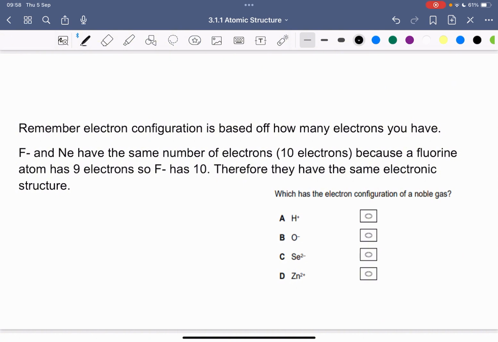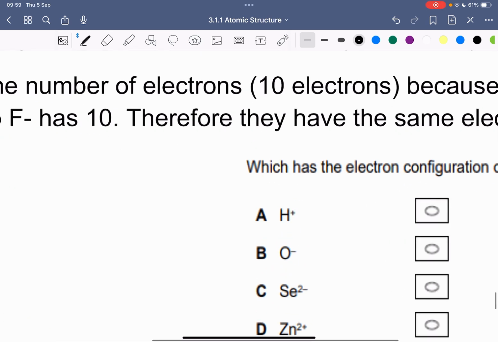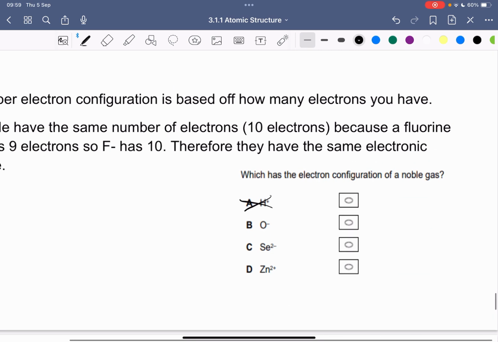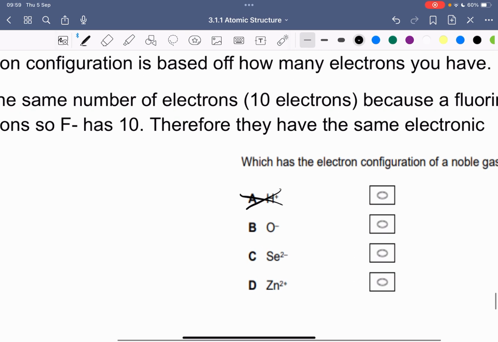Remember, electron configuration is based off how many electrons you have. F- and Ne have the same number of electrons, because a fluorine atom has 9, so F- has 10. Therefore, they have the same electronic structure, which is the same electron configuration as a noble gas. H+, if you look at your periodic table, hydrogen has 1 electron. If it loses it, since it has a positive charge, it has no electrons. So this cannot have the electron configuration of a noble gas because it has 0 electrons.